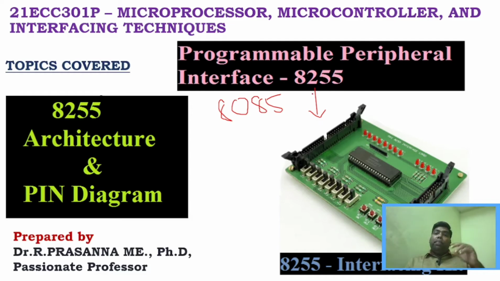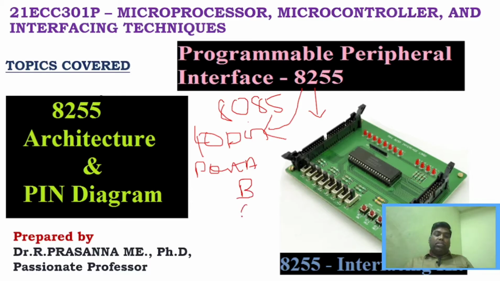Now what is the importance of 8255? How does it make it possible to interface many devices with the microprocessor? For an introduction, it is a 40 pin IC, and it has three different ports: port A, port B and port C. All these are 8-bit ports, and all these 8-bit ports are bidirectional. What is bidirectional? We can transmit data both from the microprocessor and from the interface. Now you could understand what 8255 is all about.